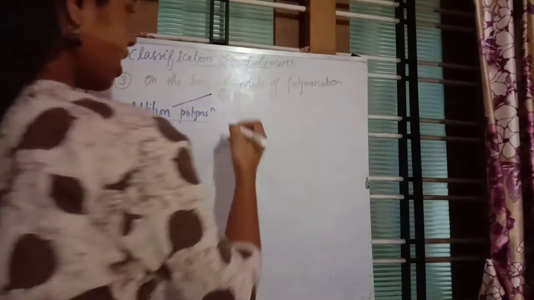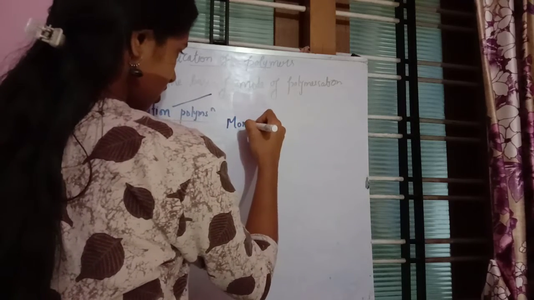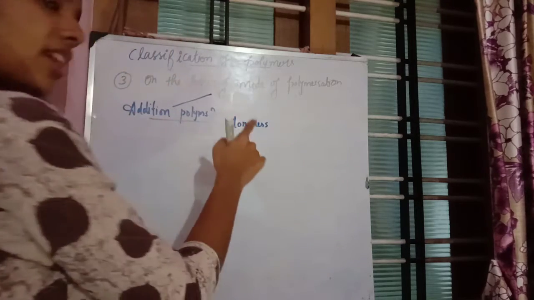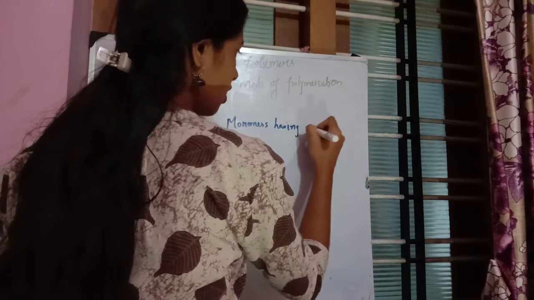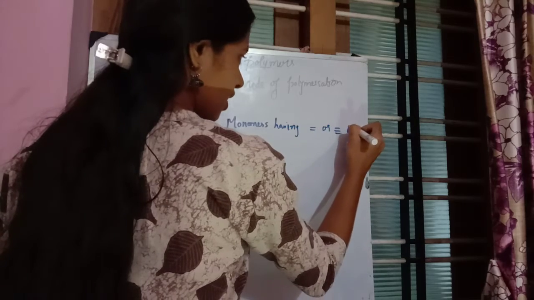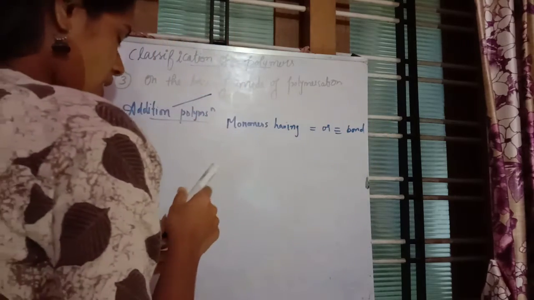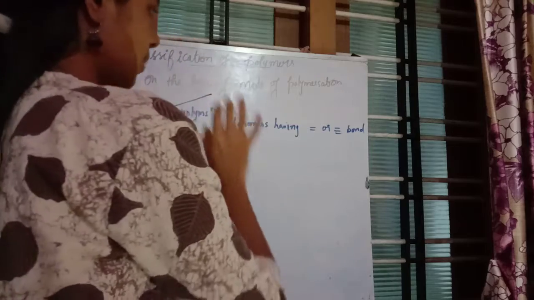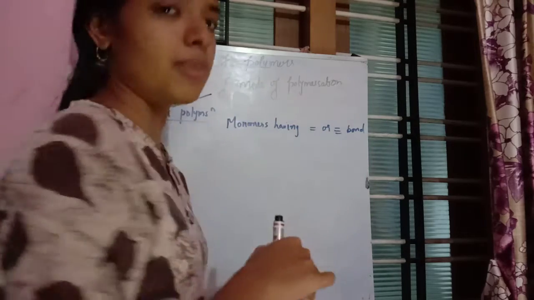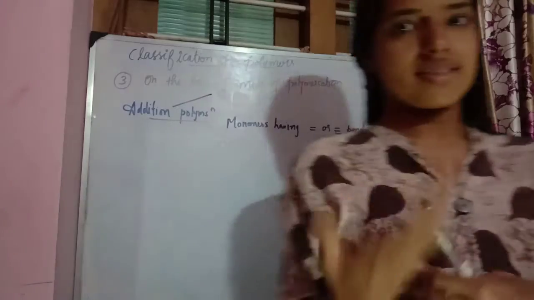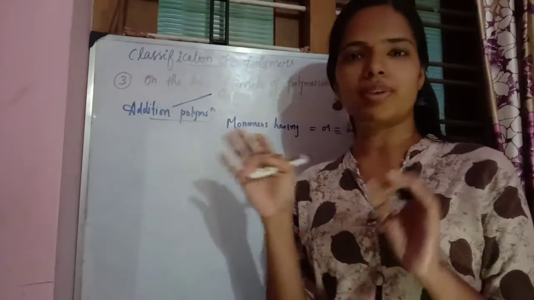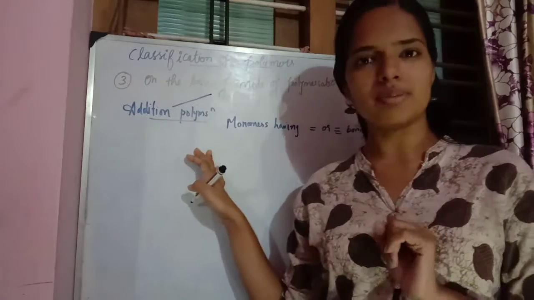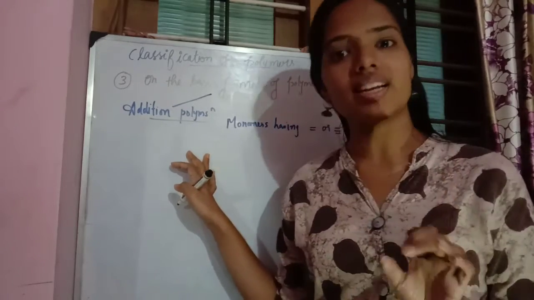So addition polymerization takes place in monomers having double or triple bonds. Remember this point: addition polymerization will only take place in monomers having double or triple bonds. If I talk about examples of addition polymerization, formation of polyethylene and polypropylene are examples, and these are given in your NCERT textbook.